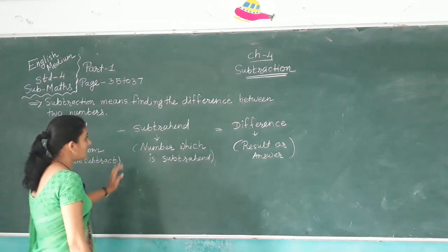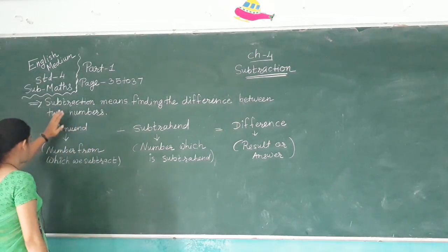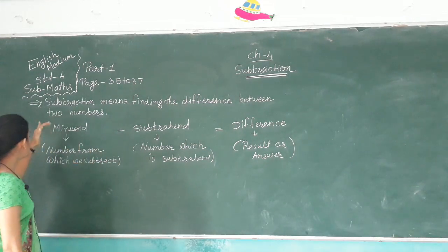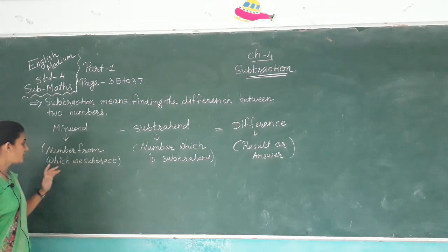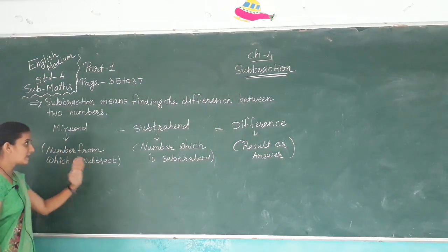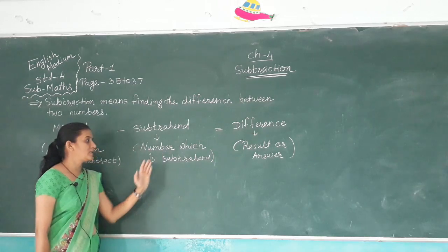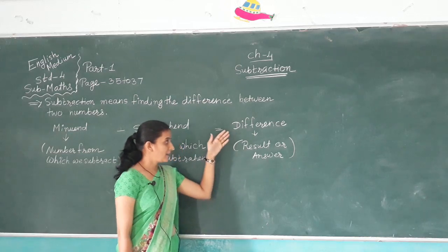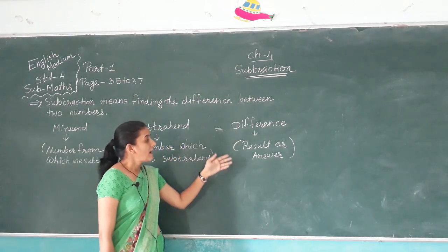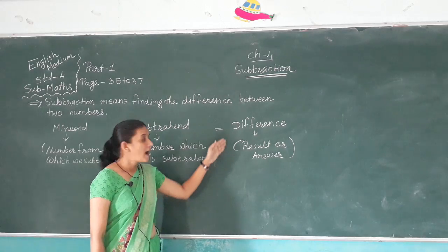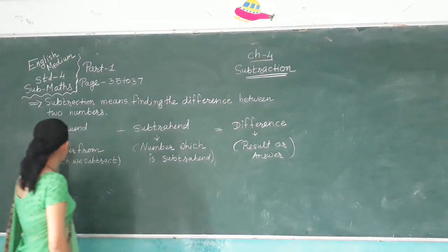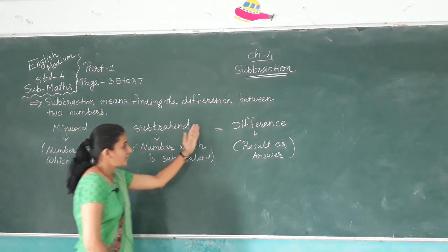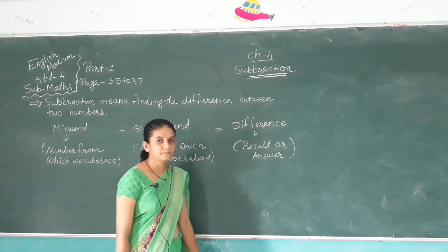Again, one time repeated. Subtraction means finding the difference between two numbers. Then minuend. Minuend means number from which we subtract. Subtrahend means the number which is subtracted. Difference means result or answer. We get the result and answer. Here again, minuend is the number from which we subtract, subtrahend is the number which is subtracted, and difference means result or answer.